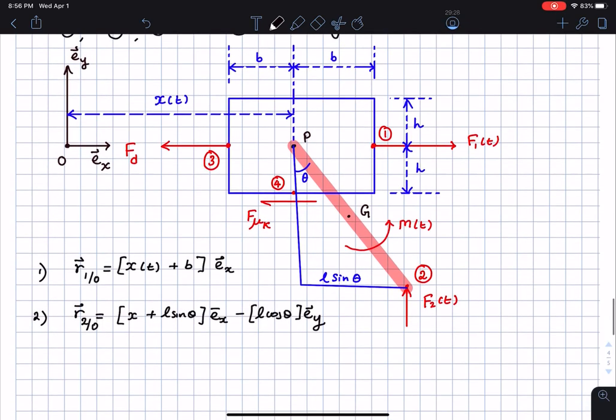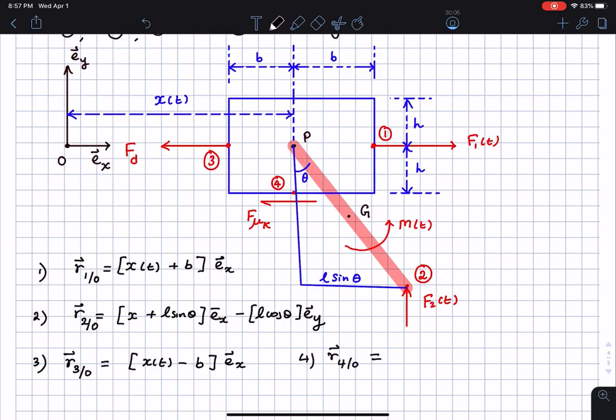Okay, so that's done. Then I write the third position vector, which is R3/O. This is going to be from point O to point 4, okay, where we say that approximately this is where the friction force, the kinetic friction force, is acting. So from point O to point 4, I'm sorry, I have to write it from point O to point 3, apologies. So this is where the damping force is acting, okay. So that's going to be x of t minus b ex, and then we can write R4 as the following.